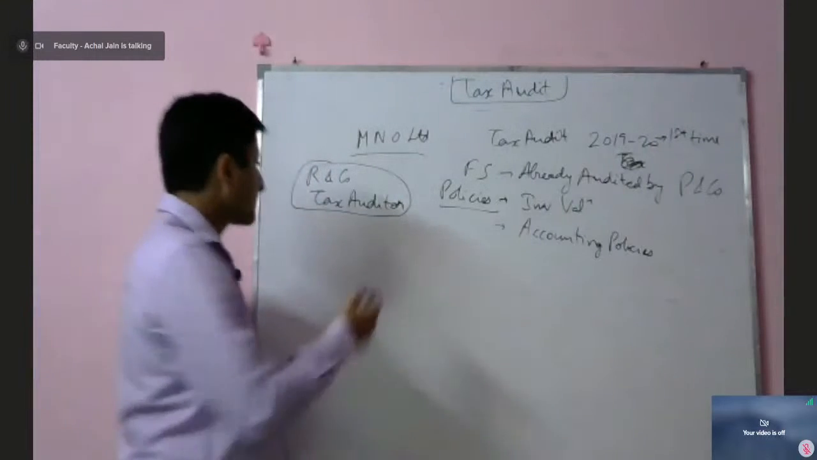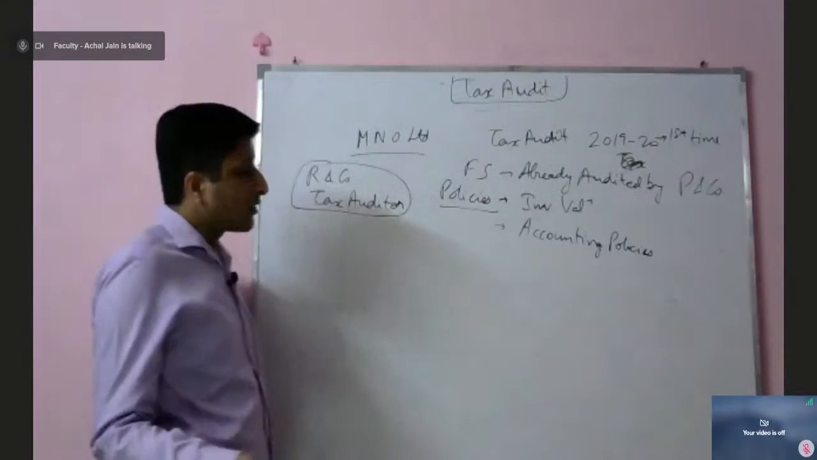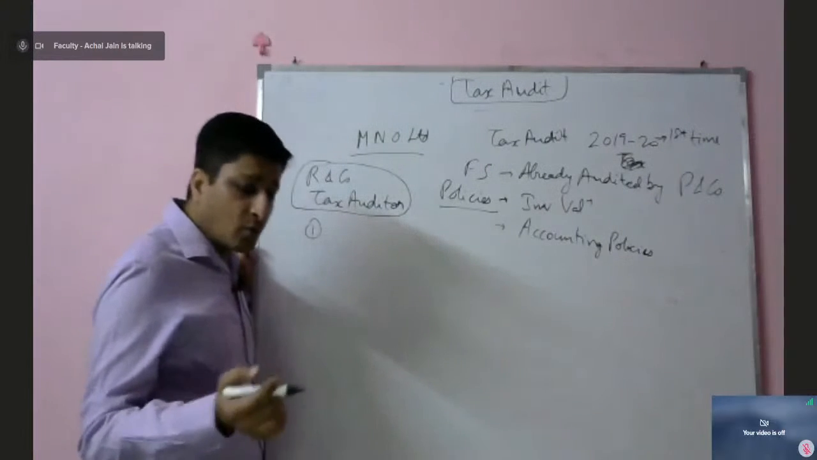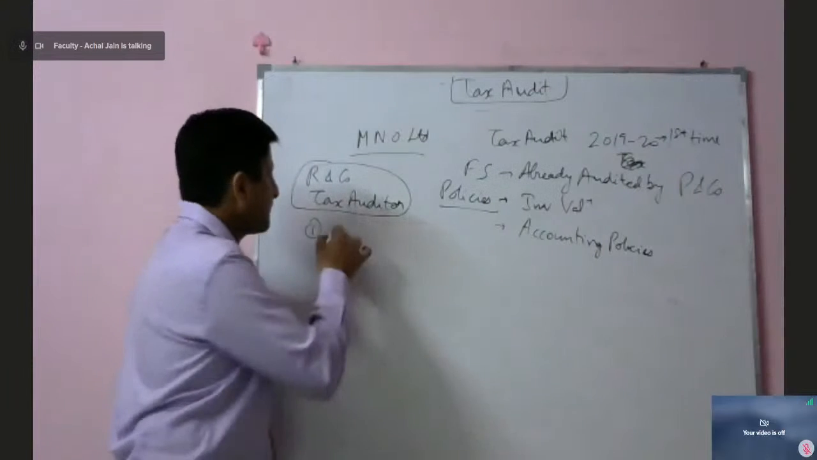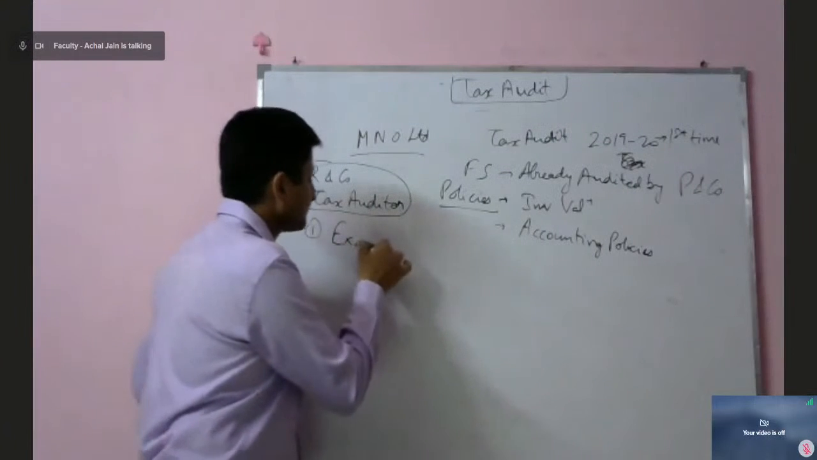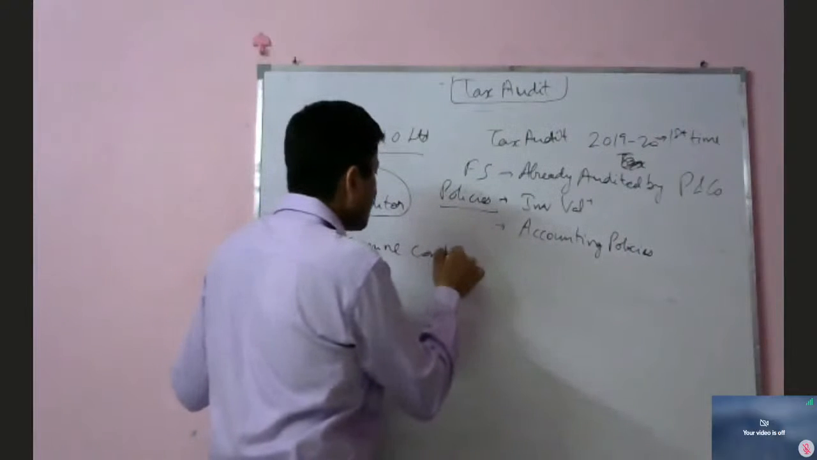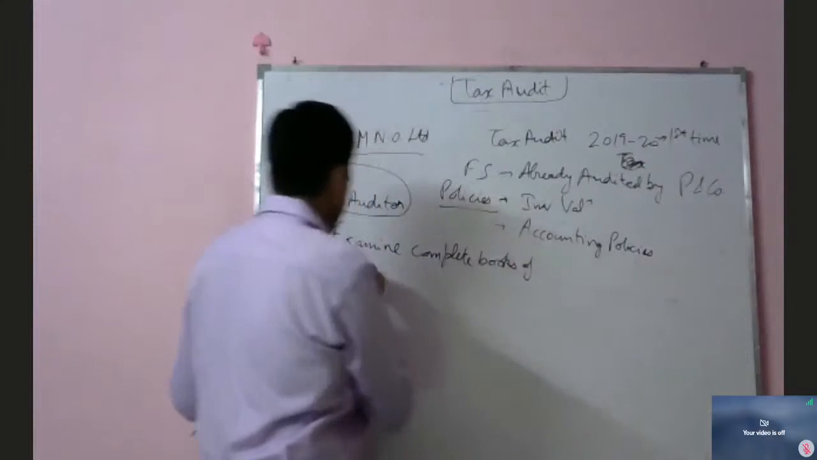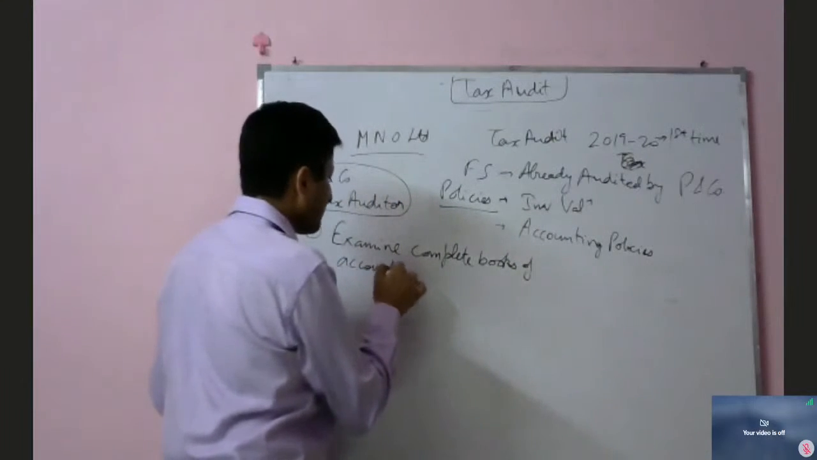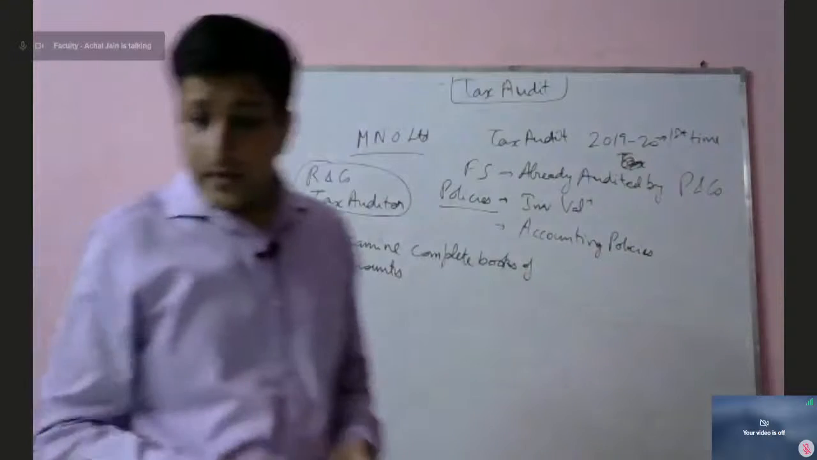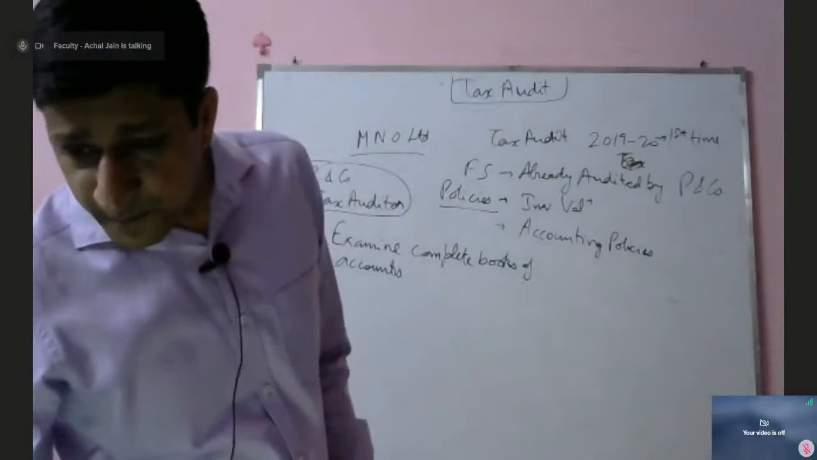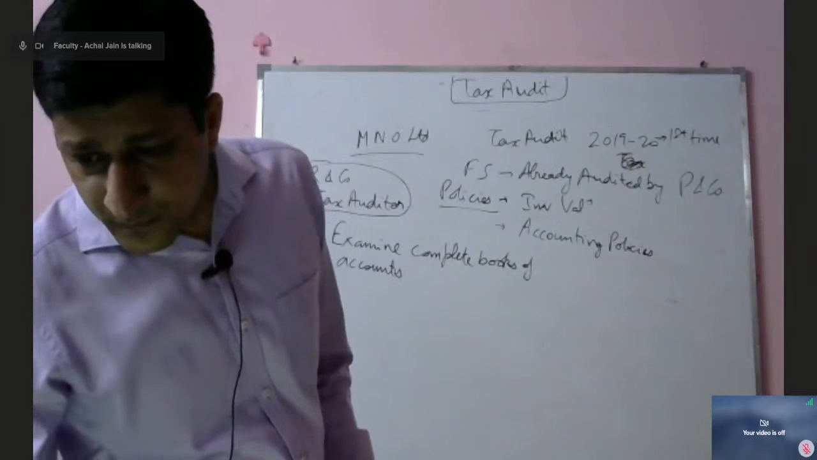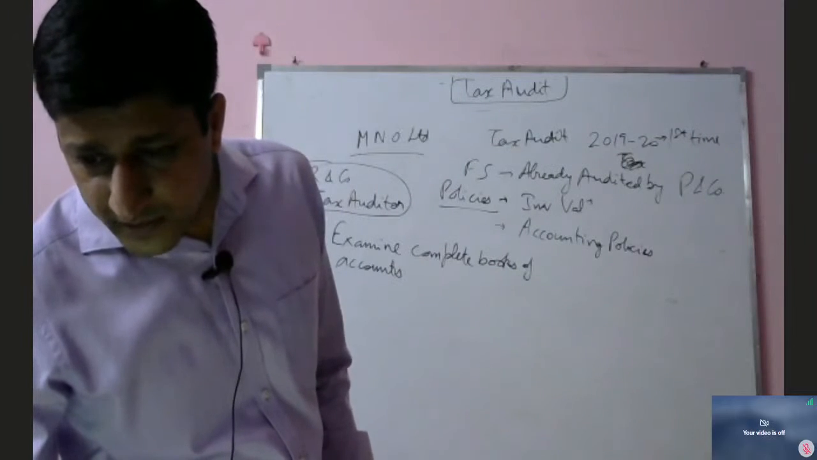So let's understand the observations, their queries or maybe their requirements. One, they would want to go through or, in a way, examine the complete books of accounts, because I understand there's a clause. Let me just get to that clause quickly.